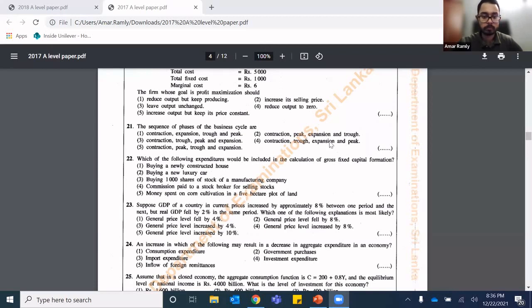Okay, cool. So, guys, let's get started then. First question. The sequence of phases of the business cycle are, you're given 5 options. Okay, so guys, I want you to have a read through the options and let me know what you think is the answer. This should be a question that we should be able to work through relatively quickly, right? So just have a look through and let me know what you get.